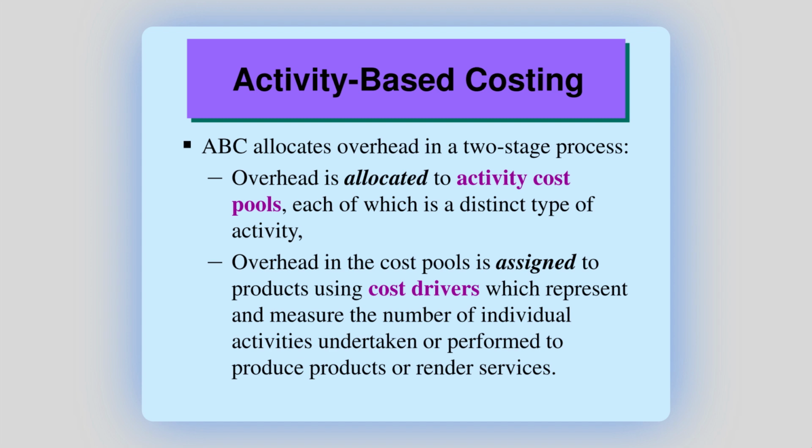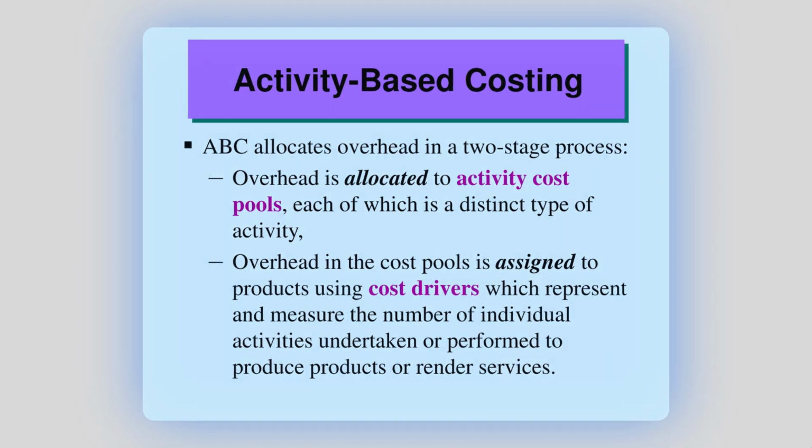Okay? So, very important here is that overhead is first to be allocated to an activity cost pool, which is a distinct type of activity. So, overhead in the cost pool is assigned to the product using a cost driver, which represents the measure of the number of individual activities undertaken to produce products or render your services. So, that's the thing that we need to consider, especially in terms of your activity-based costing.